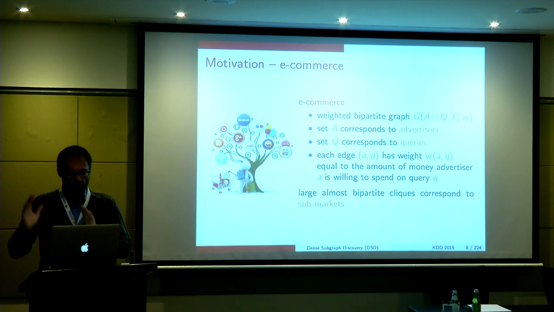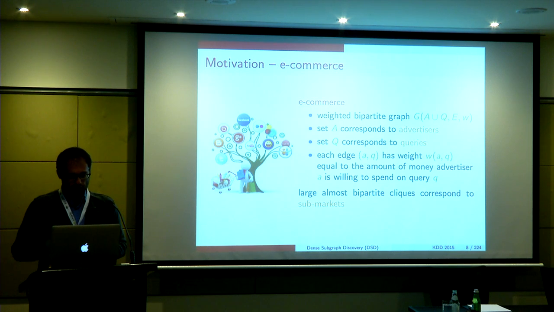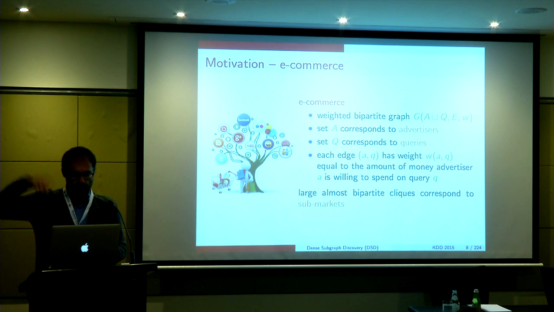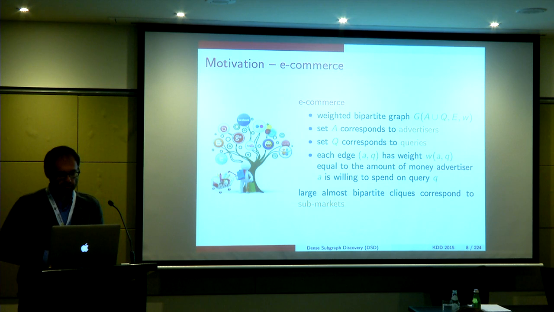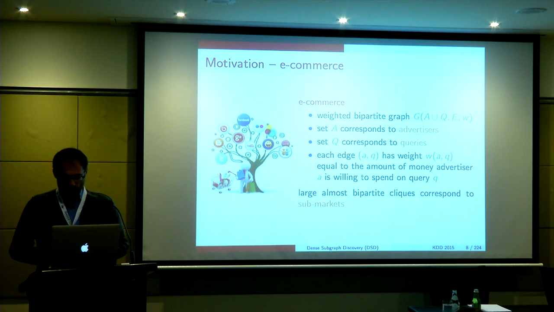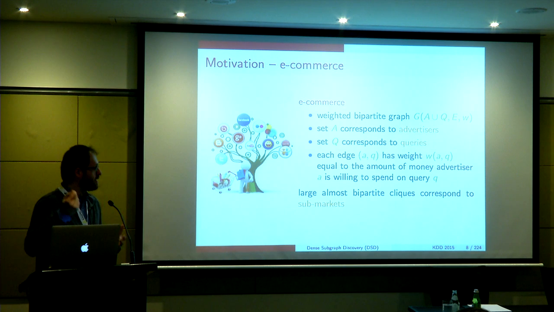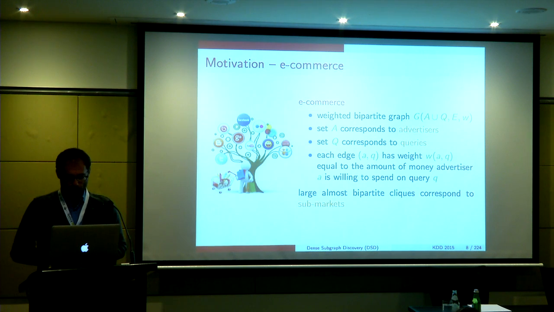Okay, so another application in e-commerce. So in this case, again, I'm in the setting of a bipartite graph, and I define my graph between advertisers and queries. So these are the two parts of the partition of my bipartite graph. And in this case, an edge between an advertiser and a query has a weight. And this weight is how much money the advertiser is willing to give in order to bid for a certain query, Q, the one on the other side of the bipartition, right?